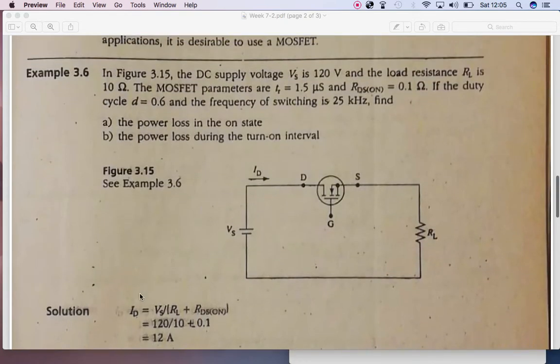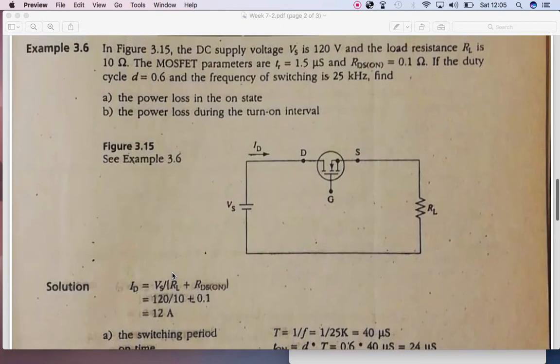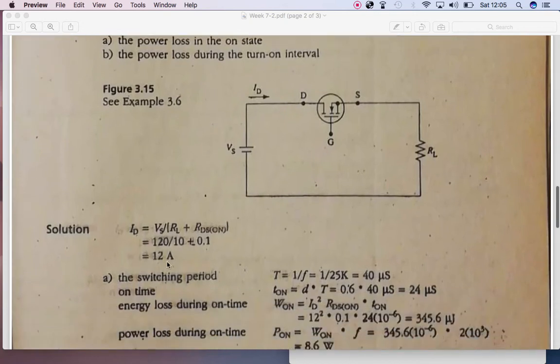Firstly, we calculate the output current, which is the supply voltage value divided by the sum of these two resistances, the drain to source resistance and the load resistance, both values given to us. We put in the values of RL as well as RDS on, and we are able to calculate the output current, which is going from here to there.